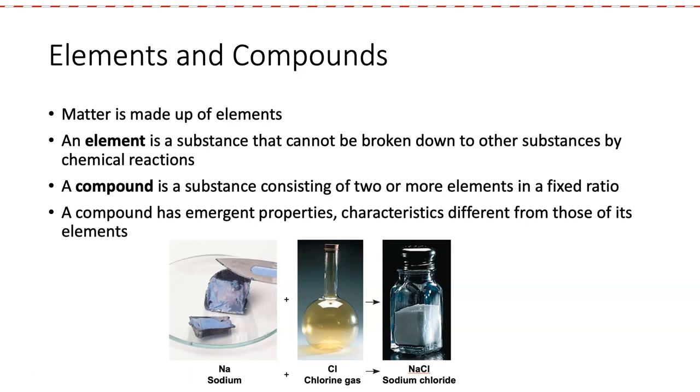A great example can be seen in sodium chloride. Sodium chloride is a compound made of two elements, sodium and chlorine. When you mix them together, you get sodium chloride. Sodium is a solid element, and chlorine is usually found in a gas form. But here's something interesting: both sodium by itself and chlorine by itself are very dangerous. But when you mix them together into this fixed ratio of sodium chloride, you get something that's actually necessary for life to occur.